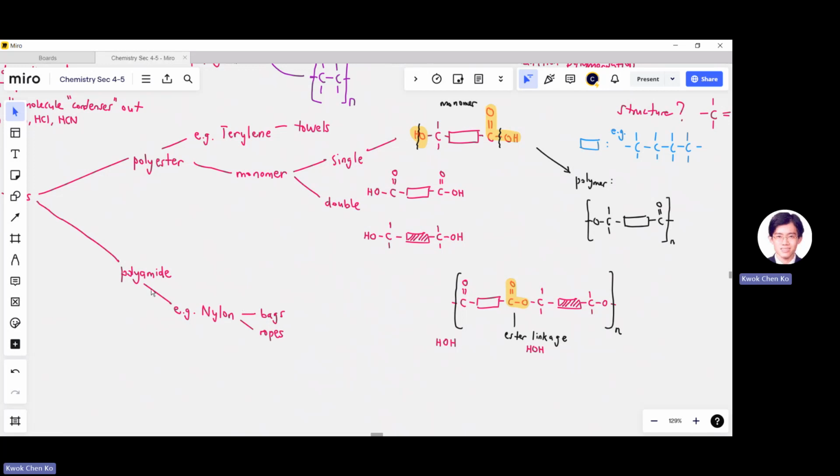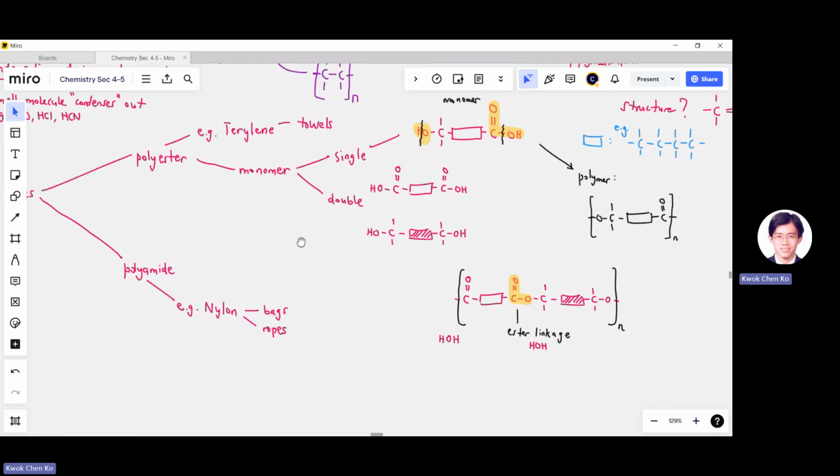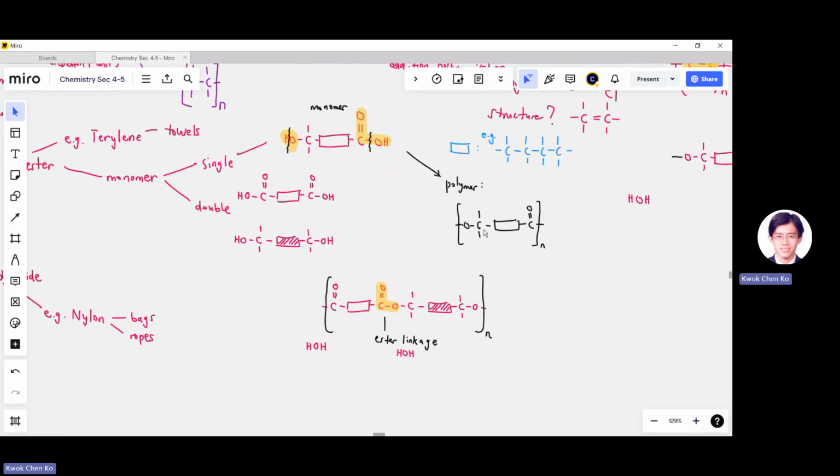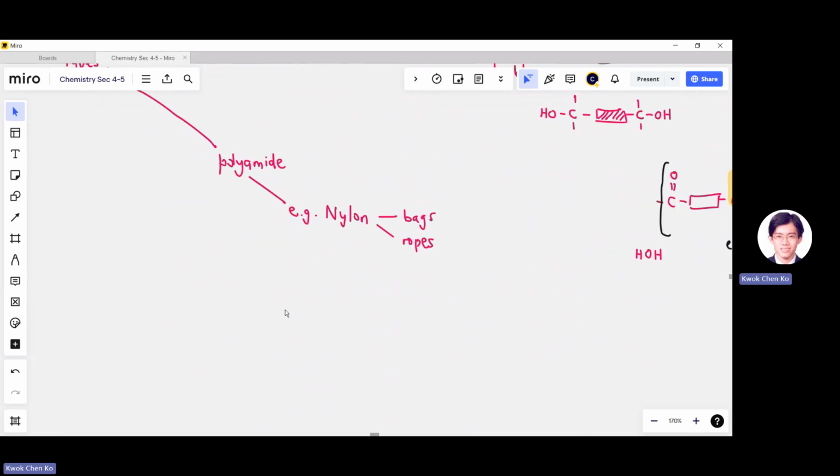Last one, polyamide. It's similar to this. Two times. Actually, you can see the pattern, maybe not immediately, but sooner or later you see the pattern. So two types. What are the two types? Alcohol.